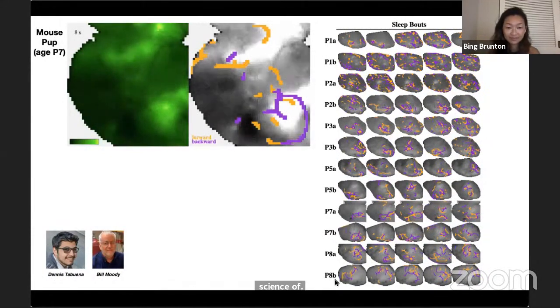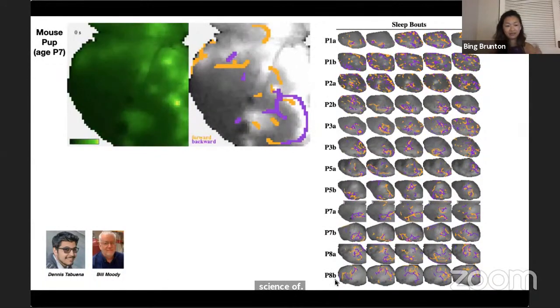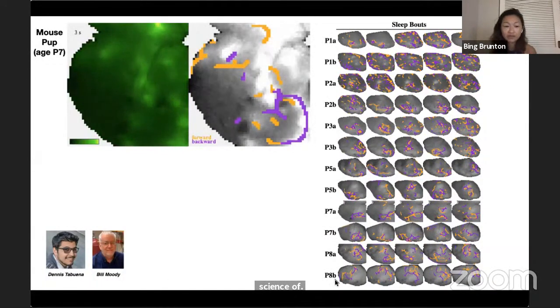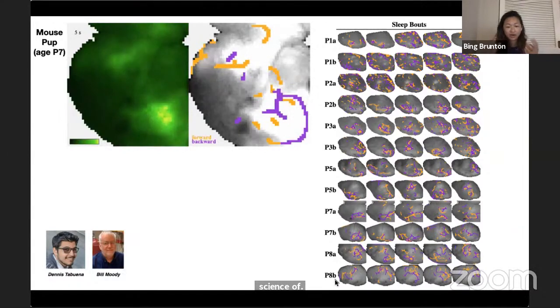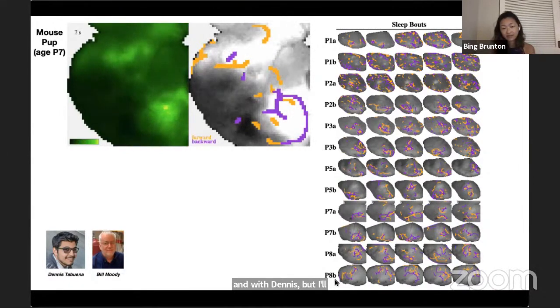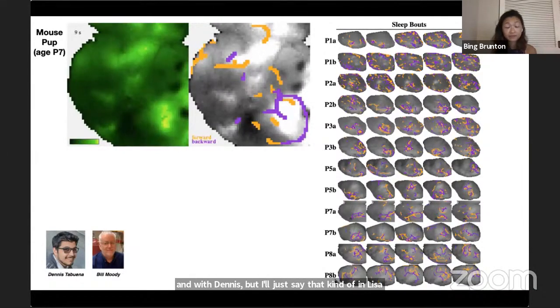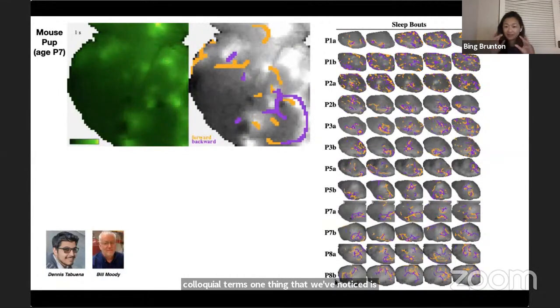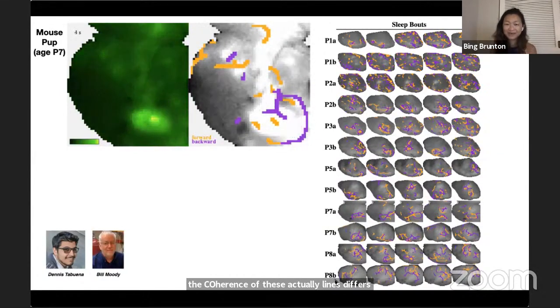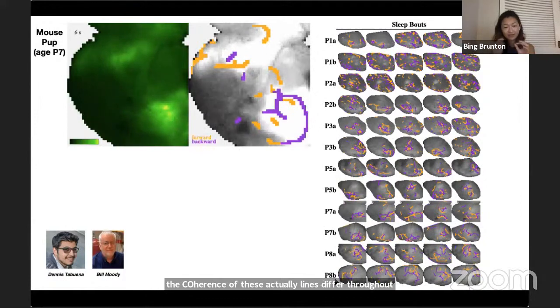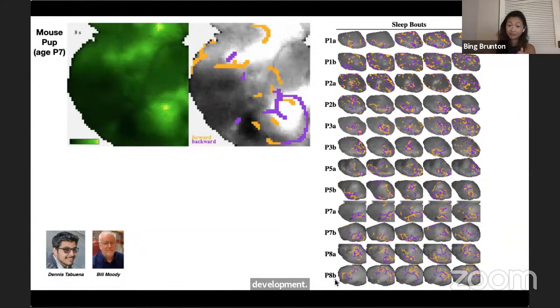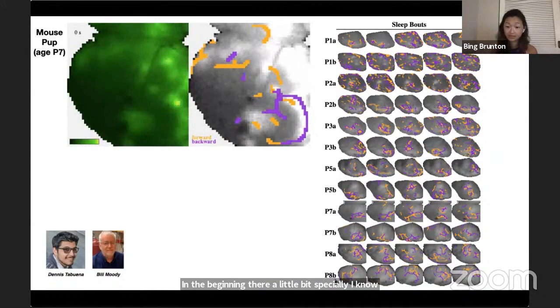But I'll just say, at least in colloquial terms, one thing that we've noticed is that the coherence of these FTLE lines differs throughout development. In the beginning, they're a little bit speckly. I know that's not a scientific word, but in the very young pups, they're a bit speckly and they only become a bit more coherent. The lines are more connected as the pups get a little bit older.